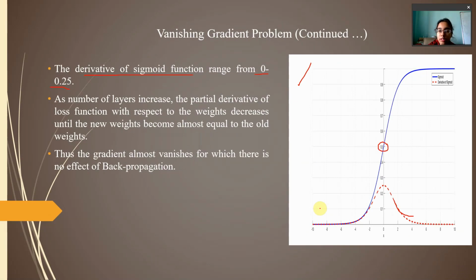So the vanishing gradient problem nullifies the effect of backpropagation, that is, the weights will not be updated, and the new weight will be approximately equal to the old weight, and there will be no effect of the backpropagation algorithm. So for this reason we cannot use the sigmoid function.